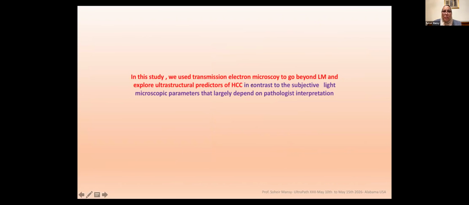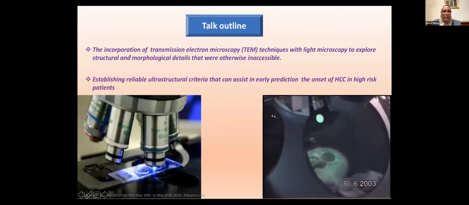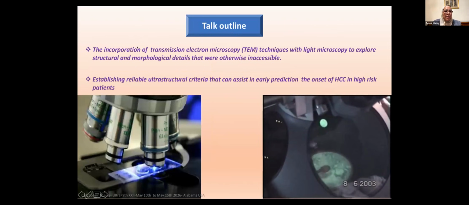For this, in the study, we use the transmission electron microscopy to go beyond light microscopy and explore ultrastructural predictors of HCC, in contrast to the subjective light microscopic parameters that largely depend on pathologist interpretation. My talk will go through these 2 points: the incorporation of transmission electron microscopy techniques with light microscopy to explore structural and morphological details that were otherwise inaccessible, and establishing reliable ultrastructural criteria that can assist in early prediction of the onset of HCC in high-risk patients.